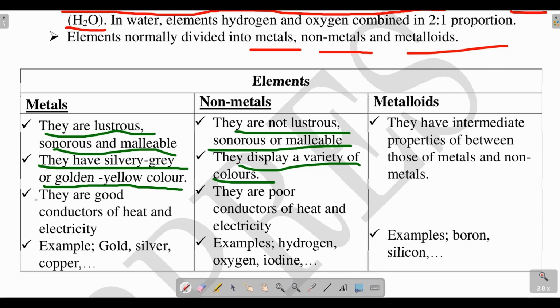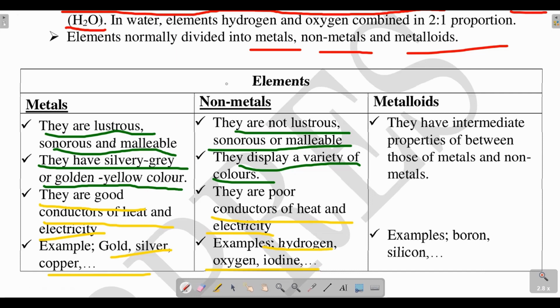Now come to conductivity. Metals are good conductors of heat and electricity. While non-metals are poor conductors of heat and electricity. That is very important. Examples of metals are gold, copper, silver. Hydrogen, oxygen, iodine are the examples of non-metals.